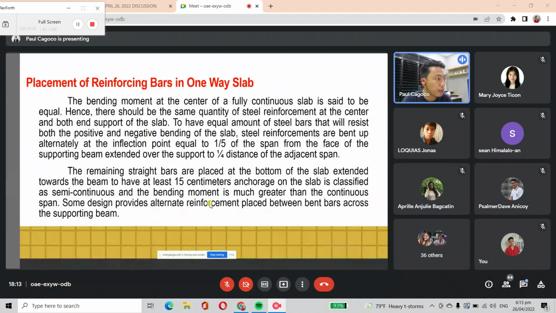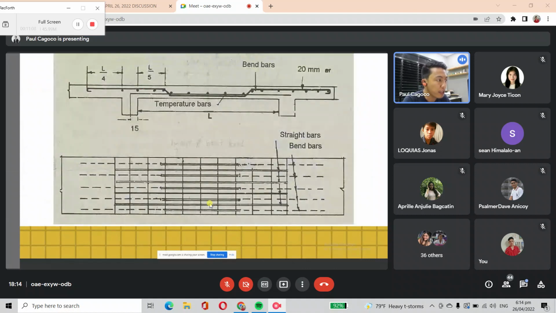Okay, padayon. For the placement of reinforcing bars in one-way slab, the bending moment at the center of a fully continuous slab is said to be equal. Hence, there should be the same quantity of steel reinforcement at the center and both ends of support of the slab. To have equal amount of steel bars that will resist both the positive and negative bending of the slab, steel reinforcements are bent up alternately at the inflection point equal to 1 over 5 of the span from the face of the supporting beam, extended over the support to 1/4 distance of the adjacent span.